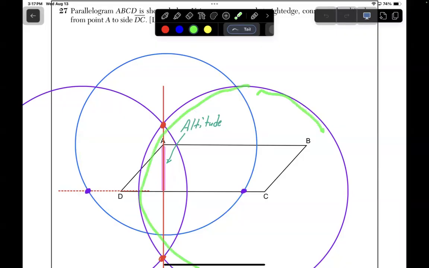Then from those 2 points I created new circles that were the same size, this one and that one, and found these 2 intersections here, which gave me the perpendicular bisector. I wanted to find the perpendicular bisector of this line segment. That's really what I was doing. And that gives me the height. That was a pretty tricky construction, I thought, actually.